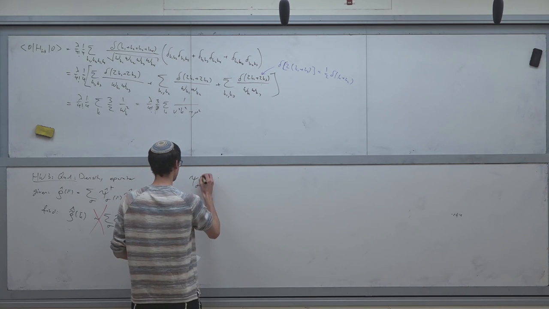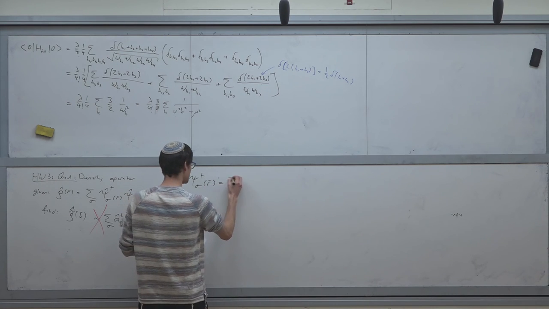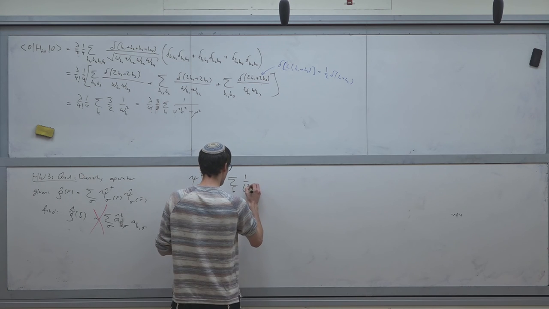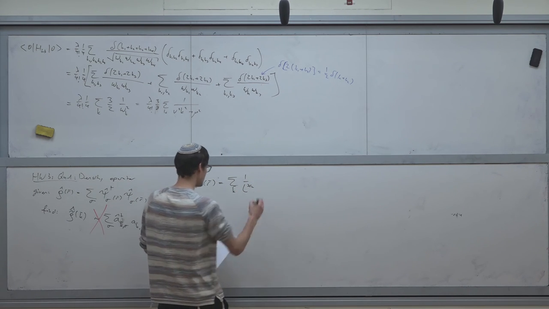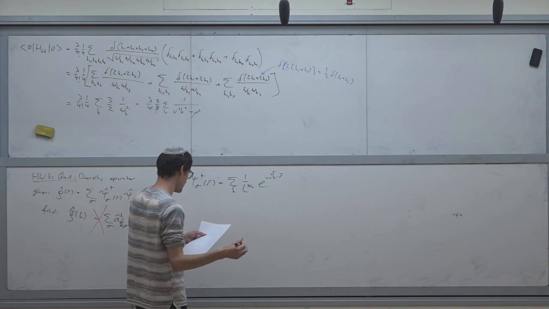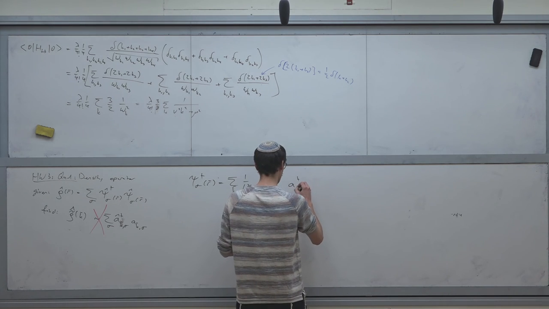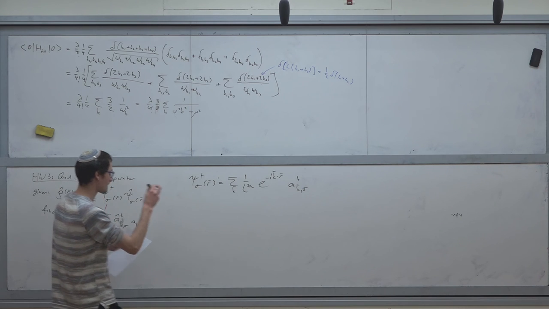To solve the question, we have to plug in, as always, the Fourier transform, 1 over L to the 3/2, e to the minus ikr. You could choose a plus sign here, it doesn't really matter, as long as you're consistent with going back and forth, a_kσ. These are operators.